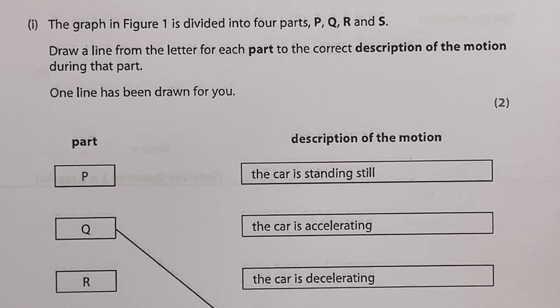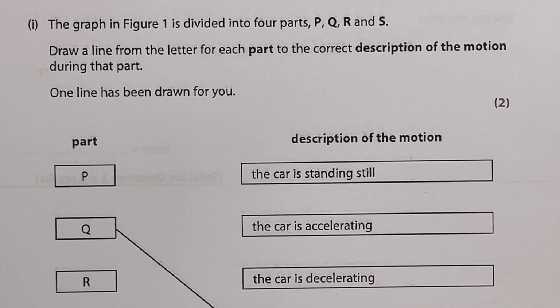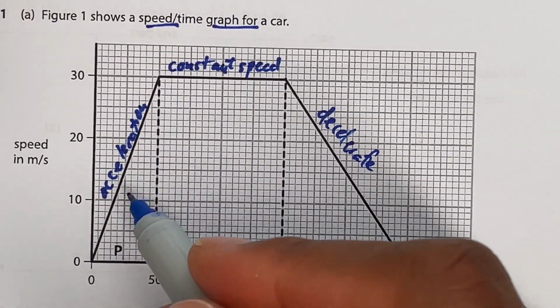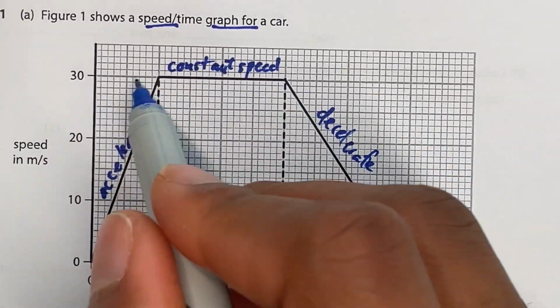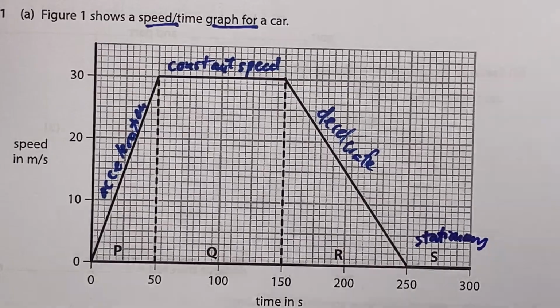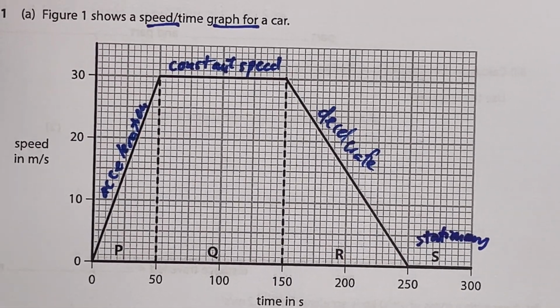The graph in figure 1 is divided into 4 parts: P, Q, R, and S. Draw a line from the letter for each part to the correct description of the motion during that part. Going back to our graph, P is acceleration, Q is a constant speed of 30 meters per second, R is deceleration, and S is stationary, or it's not moving because the speed is 0. So that's what's happening at the 4 points.